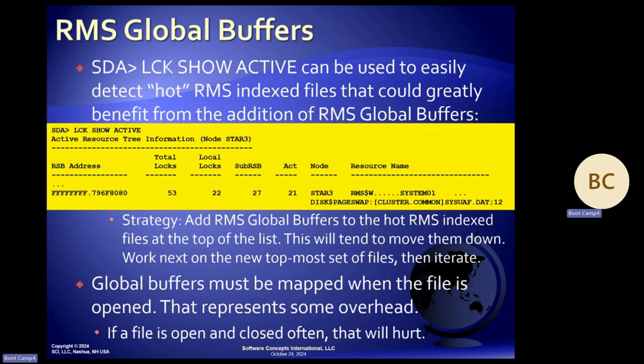Downsides. Oh, no, this is a good side. LCK show active is something that's really useful to me in finding hot files within a cluster, if they're hot RMS index files. LCK show active gives you a list of the hottest files in descending order by lock operation count. So you can look at the top of the list and see which files you're hitting the worst. And maybe those are the best candidates for RMS global buffers. Once you put RMS global buffers on them, they tend to drop farther down the list, and you get the new heavy hitters at the top of the list.